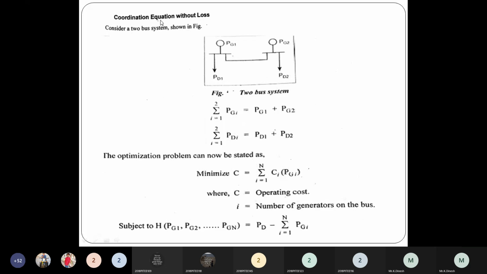Next, coordination equation without loss. Real-time example we are focusing.